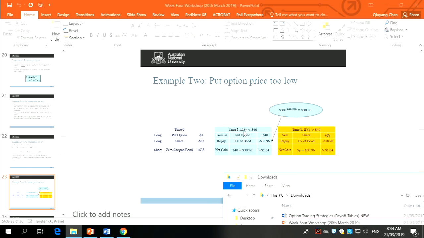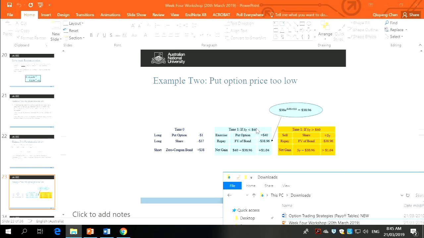Now, if the share price is lower than the strike, 40, that means our put option is in the money, right? Because what you could have done is buy from the market at the lower price and exercise the put, selling for 40, and you're making a profit. So we're exercising the put option, we sell the underlying share for $40. So that's $40 coming into our pocket. So that's the plus sign.